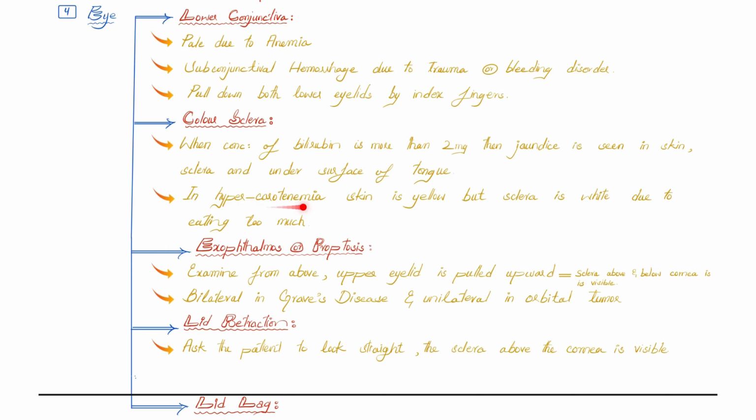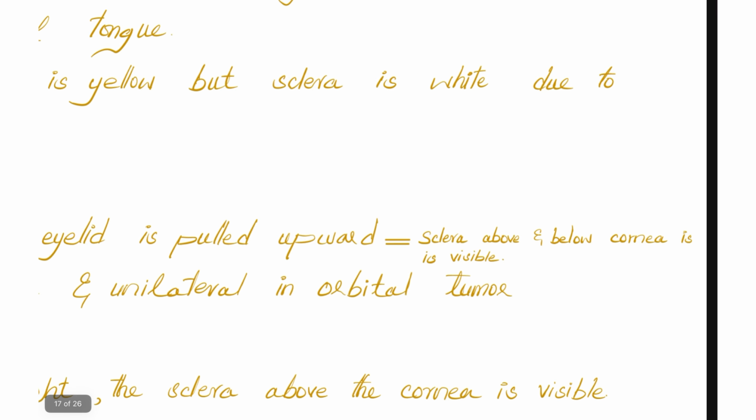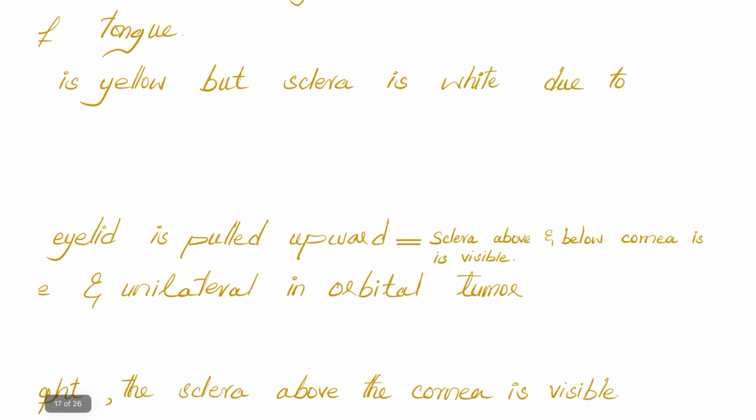Then look for bulging of the eyeball, which is called exophthalmos and proptosis, and we will discuss these in detail in our eye module. Examine from above, the upper eyelid is pulled upward, and if sclera above and below the cornea is visible, then the patient has proptosis or exophthalmos.